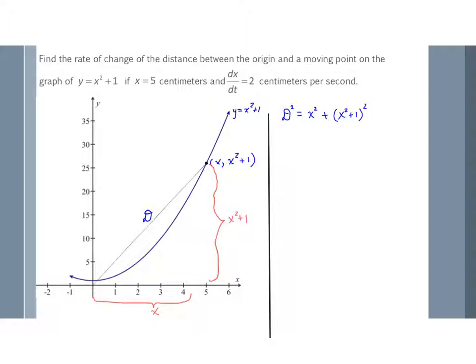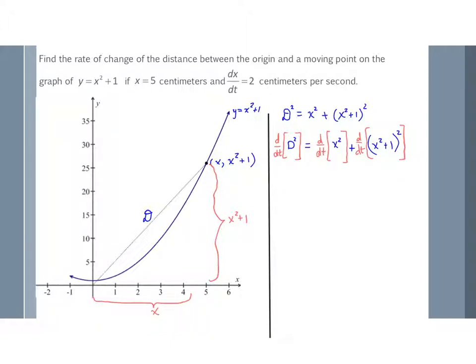So now that we have our governing equation, we can differentiate this with respect to time. So with respect to t. So let's take the derivative of both sides with respect to t. Okay, so now, how in the world do we take the derivative of this? Just like before whenever we did implicit differentiation, remembering that x and capital D are both functions of t, time.